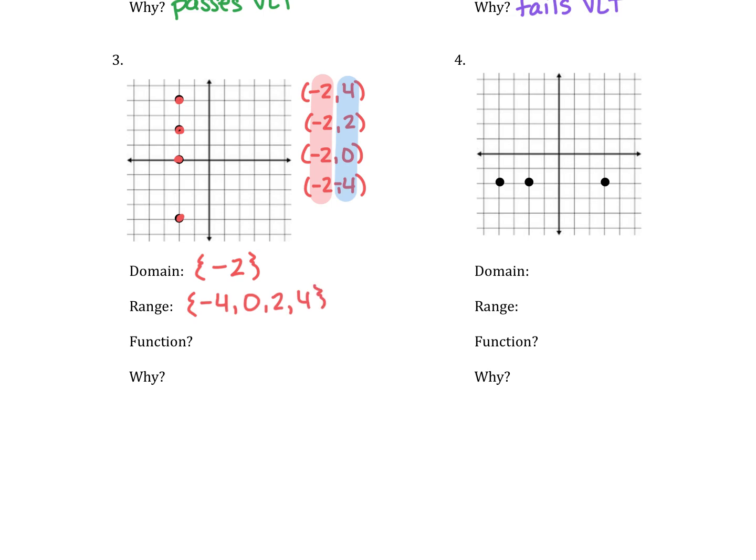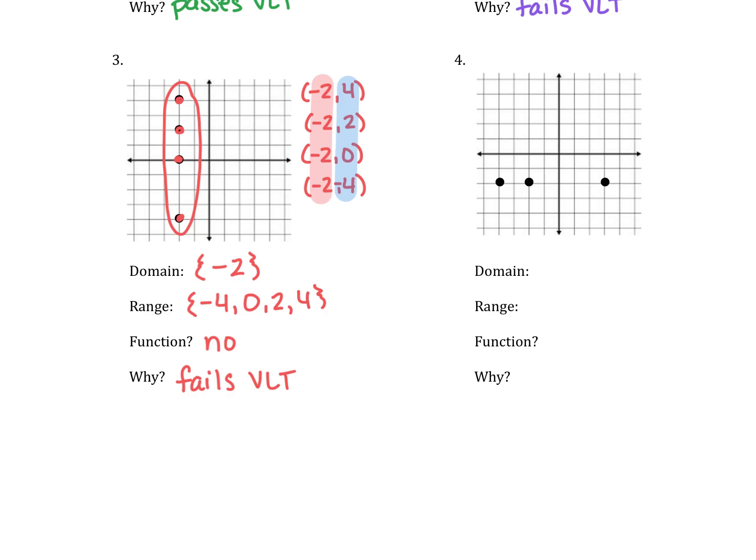Close my bracket. Okay, on my graph, I can see that they all align vertically, and I can see on my points that they all have the same x value. So this is not a function, and it fails the vertical line test.